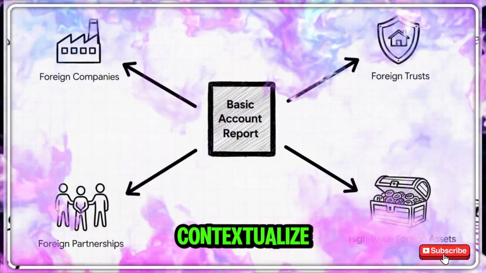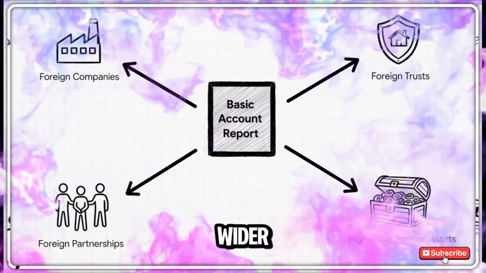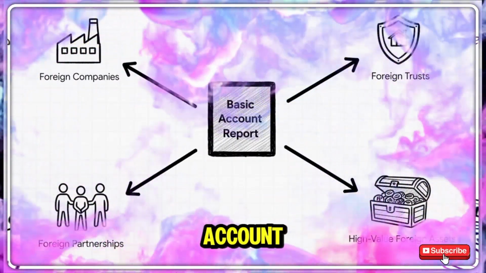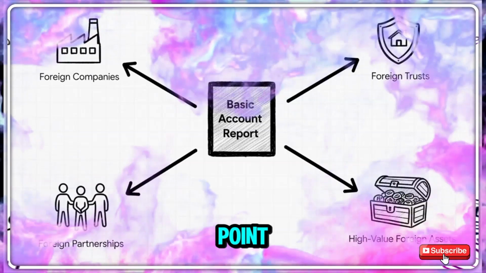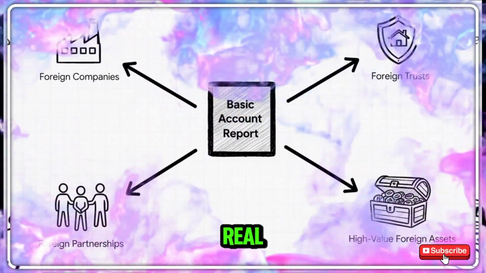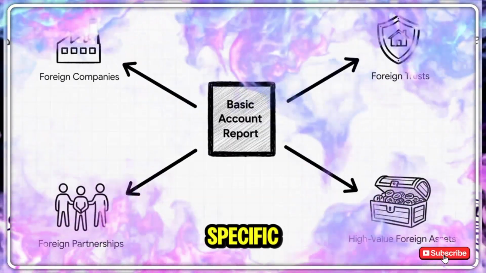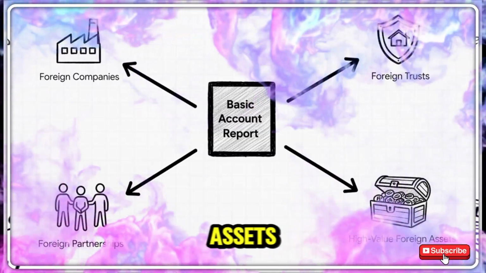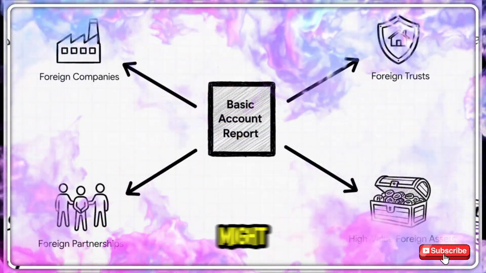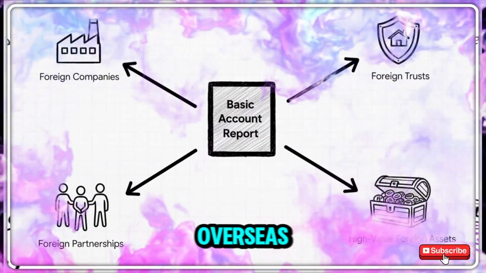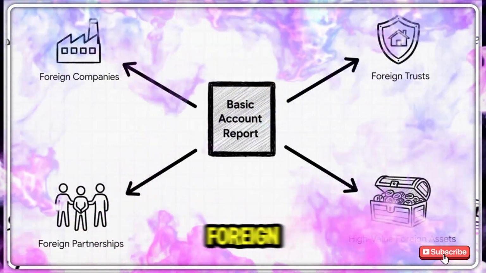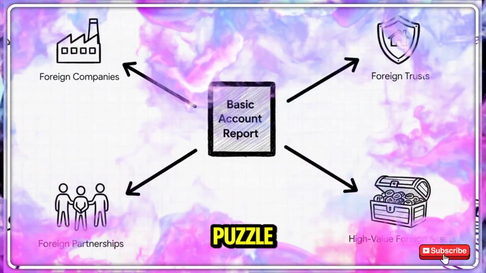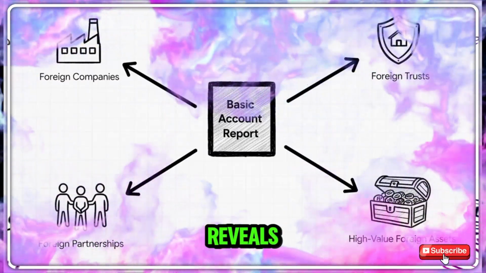We really must contextualize this single disclosure within a much wider, way more complex web of international financial reporting. Triggering this basic account report often acts as a critical entry point for regulatory algorithms. It has a real cascading effect. Depending on your specific setup, filing this one report might flag the system to look for specified foreign financial assets exceeding completely separate thresholds. It might look for transactions involving foreign trusts, overseas inheritances, ownership in passive foreign investment companies, or stakes in foreign partnerships. The regulatory net is like a giant puzzle, where laying down one piece inevitably reveals the others.